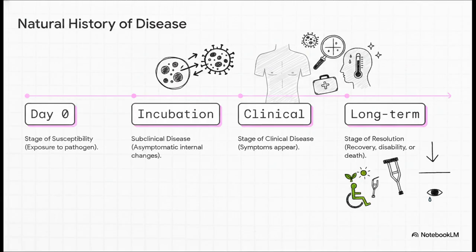Next comes the incubation period, or the stage of subclinical disease. Now at this point, the patient feels perfectly fine, but beneath the surface, the pathogen is multiplying. This silent window is where secondary prevention, like active screening, is absolutely critical to getting ahead of the curve. Then we hit the inflection point, the stage of clinical disease. Symptoms finally appear, diagnoses are made, and patients seek medical help. And at the very end, we reach the stage of resolution, which unfortunately can mean recovery, chronic disability, or even death.